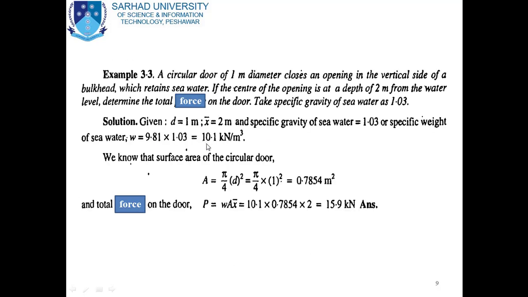Now we know that area of the circular door A is equal to pi by 4 d square. So d is already given, which is 1. Putting the value of d, we will get the area of the circular door, which is 0.7854 square meter. And now the total force on the door P is equal to omega A x bar. Omega is 10.1, A is 0.7854, already found, and x bar is given, which is 2 meters. So putting all the values, we will get the total force on the door P is equal to 15.9 kilonewton. And this is the answer of our example 3.3.